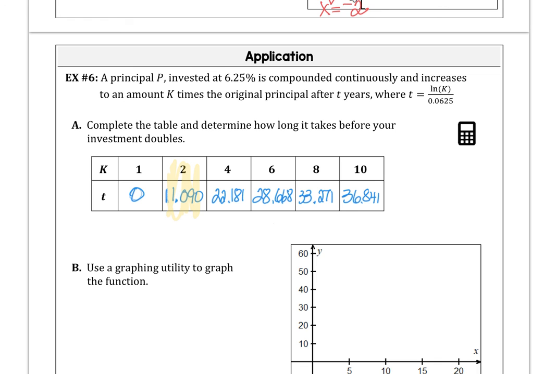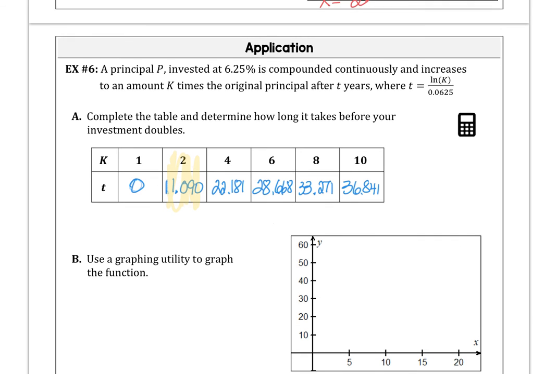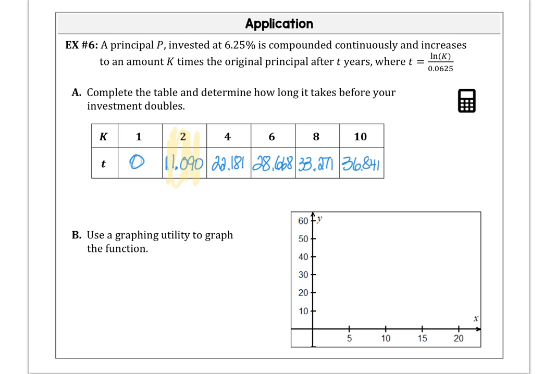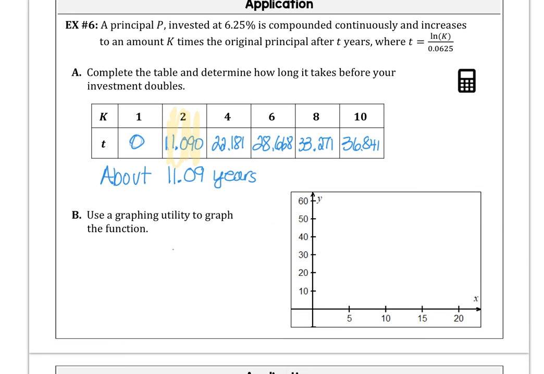So we want to write a sentence about that. About 11.09 years before the investment will double. Use a graphing calculator to graph that graph on the grid provided.